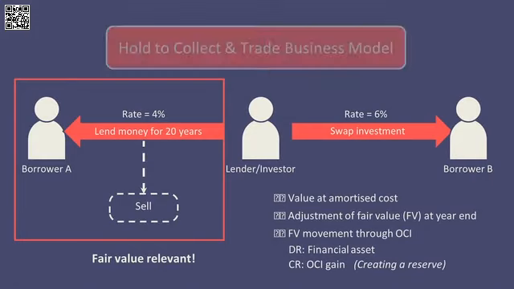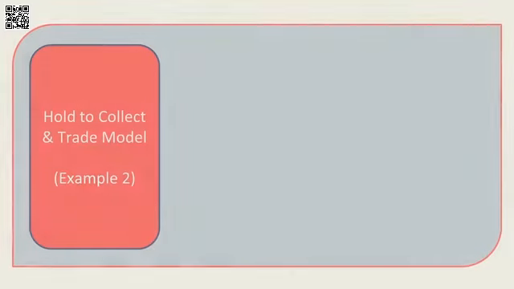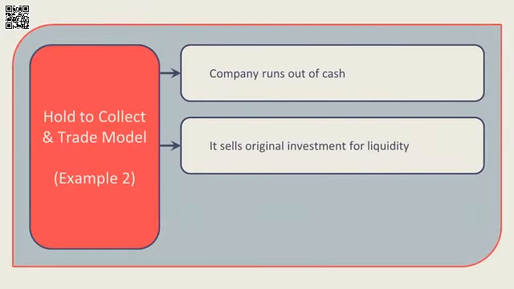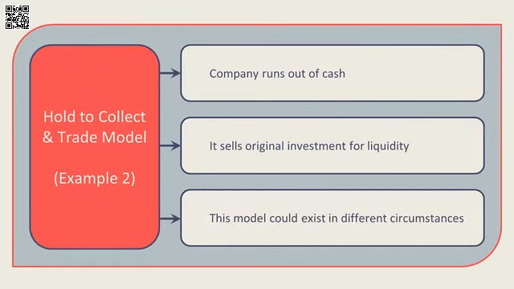Now, we've just seen where the hold to collect and hold to trade business model might exist in circumstances where we're always on the lookout for a more attractive alternative. However, it could also exist if, for example, the company were to run out of cash and for liquidity reasons, rather than simply collecting the contractual cash flows, it sells the original investment to free up some liquidity. So the hold to collect and hold to trade model could exist in a number of different circumstances.